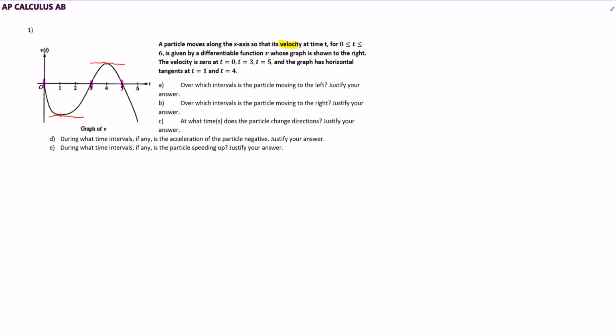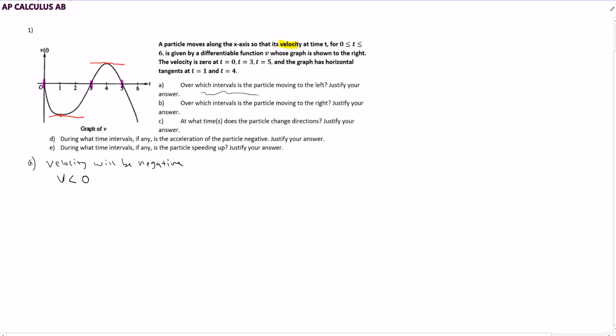All right, so part A here is asking over which intervals is the particle moving to the left? Justify your answer. So one of the things to note about these FRQs is you're not meant to do your work in this space, right? That's not nearly enough. So you have to write it on the side somewhere, separate sheet of paper. So part A, when is the particle moving to the left? So if it's moving to the left, then the velocity is going to be negative. Right? Another way of saying this is that v is going to be less than 0.